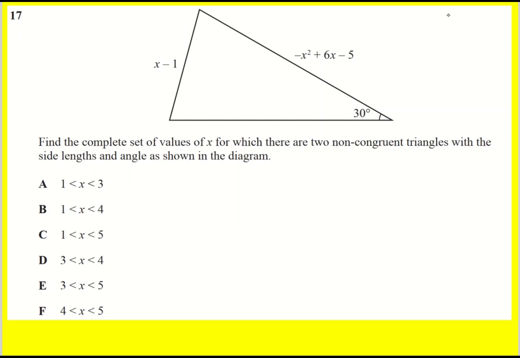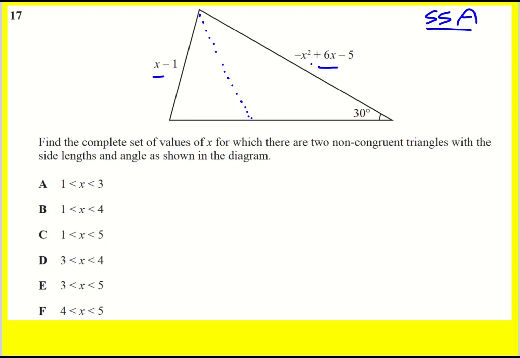This question really is about the side-side-angle idea in congruent triangles and the fact that it does not guarantee congruency. See, this would potentially be one such triangle that gives you 30 degrees, this side and this side, but you could actually bring the side inwards here and create another triangle. And that's what we're looking for, the conditions required to get two such triangles.